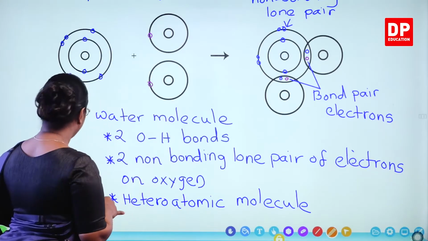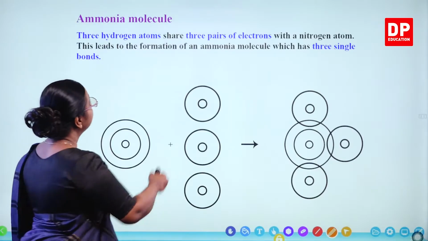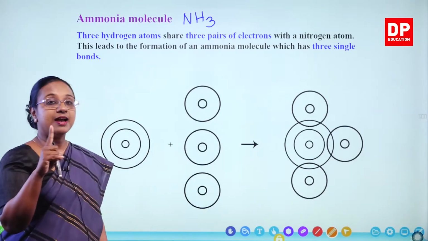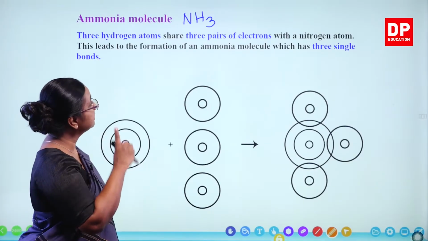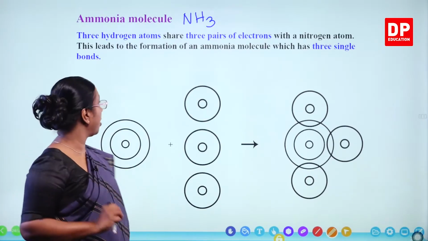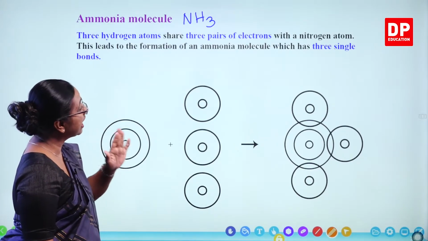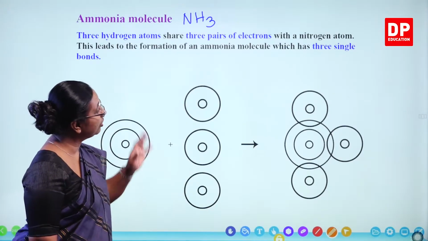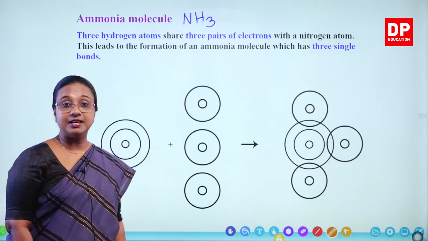So then we will move on to the next example, that is ammonia molecule. So when we say ammonia molecule, it is NH3. So one nitrogen bonds with 3 hydrogen atoms. So you can see NH bond. H has valency 1, so it will be a single bond. 3 hydrogen atoms share 3 pairs of electrons with a nitrogen atom. This leads to the formation of an ammonia molecule which has 3 single bonds. Again, here there are 3 single bonds.